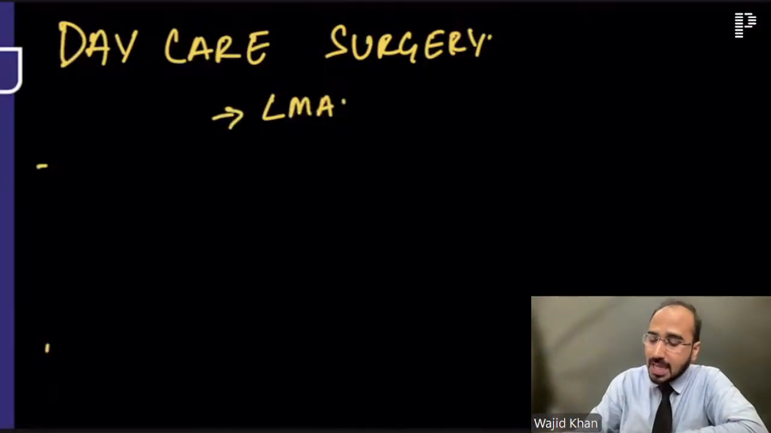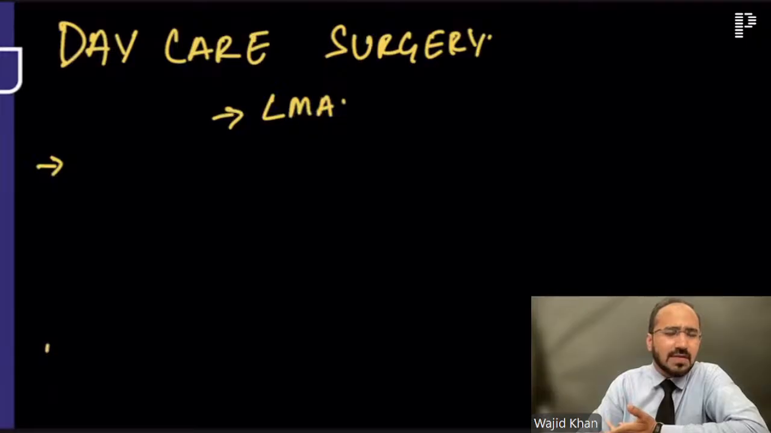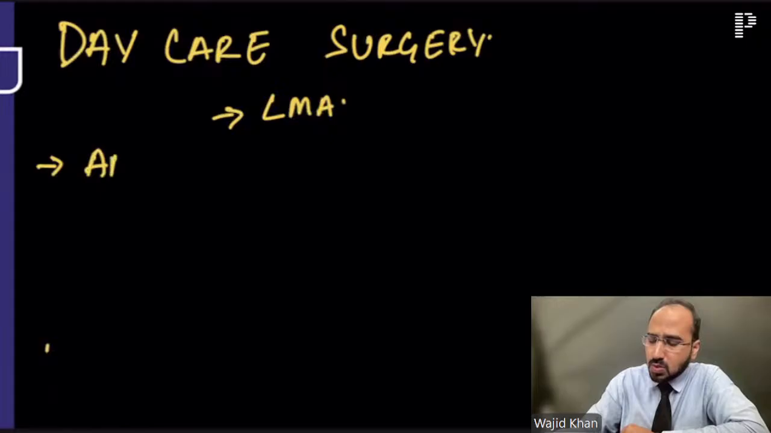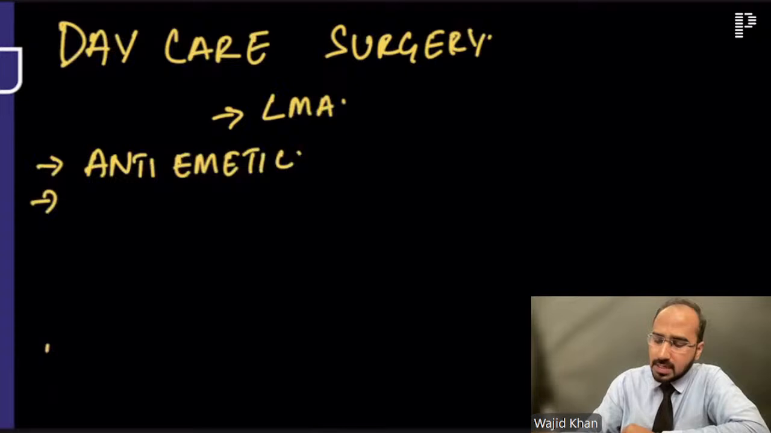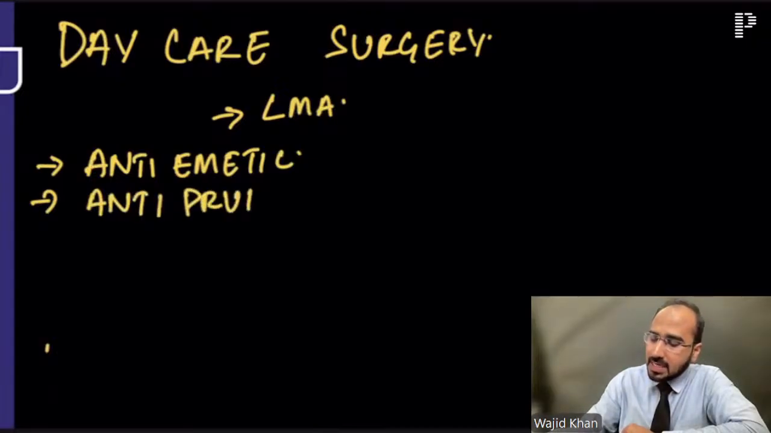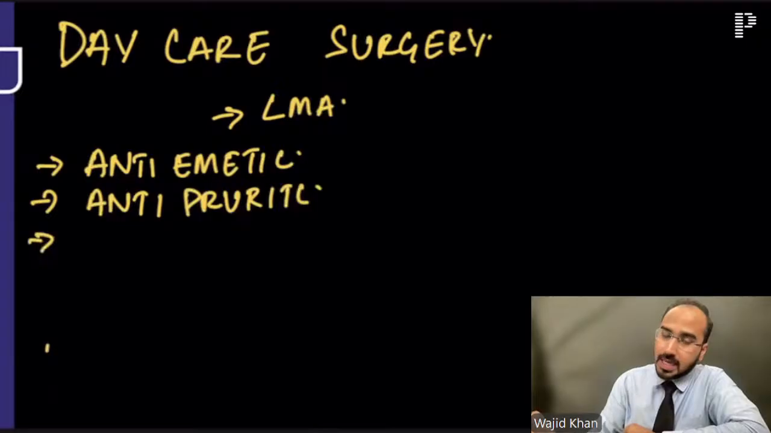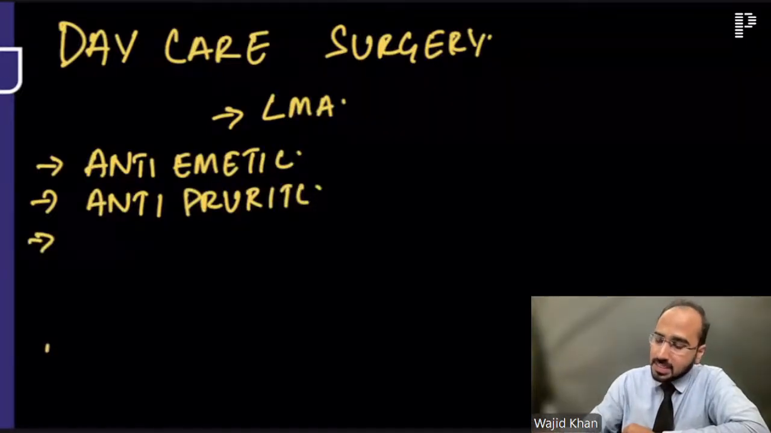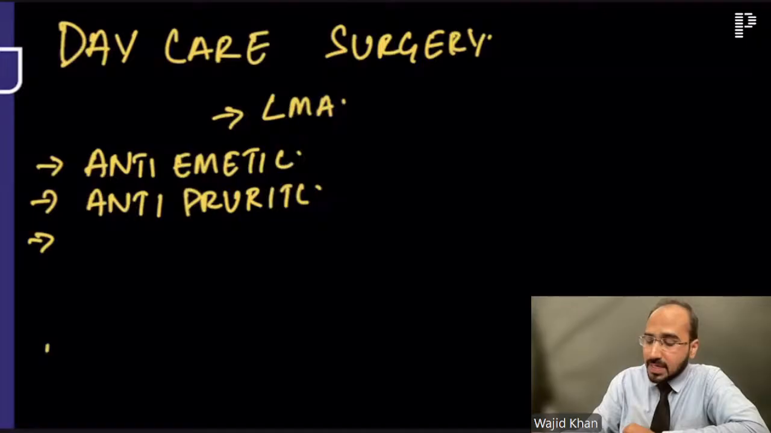Apart from LMA, for daycare surgery your aim is that the patient should not have any side effects or complications. Usually patients after surgery will have nausea and vomiting, so you want the patient not to have any nausea and vomiting. You want to give a drug which has some antiemetic property. You also want a daycare surgery patient not to have any allergic reaction, so you will try to give a drug that is antipruritic. You try to give a drug in daycare surgery which is free from side effects causing liver disorder or liver problems.